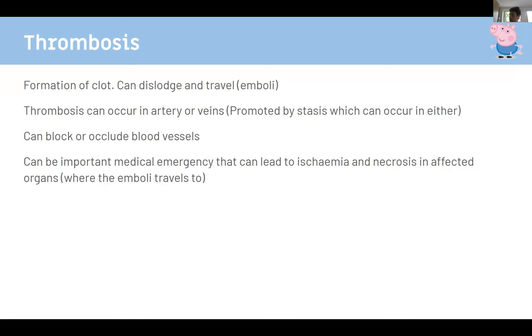Sorry, I'm wasting time. Thrombosis, finally, is the formation of a clot, and the dislodged, traveling clot is an embolus. Thrombosis can occur in an artery or a vein. Why can they occur in artery or vein? It's just because of stasis. Lack of blood flow means they can aggregate together and form fibrin connections. They can block or occlude vessels, lead to ischemia or necrosis, and are a medical emergency.